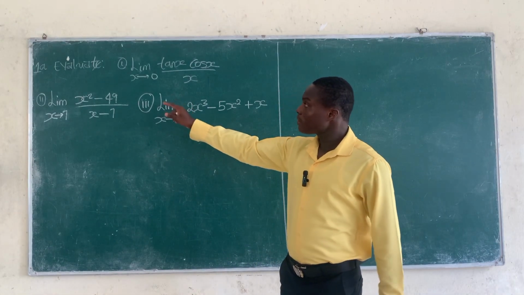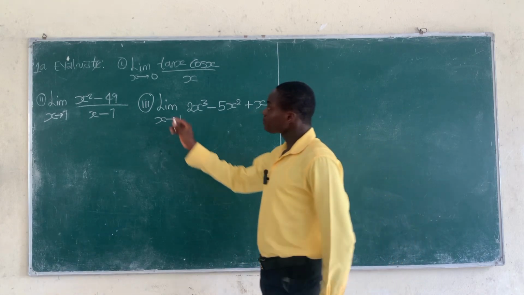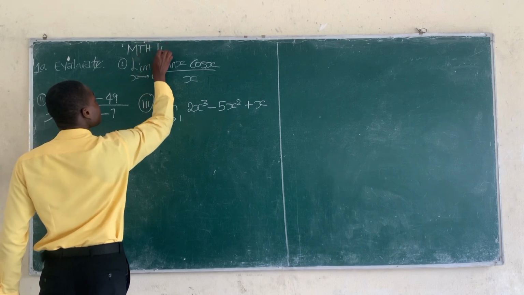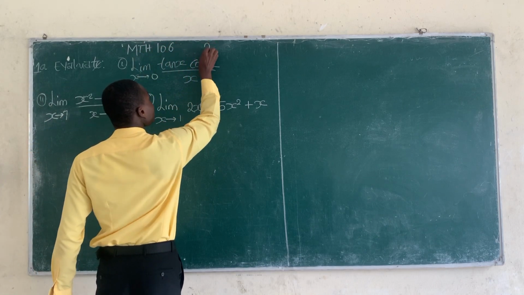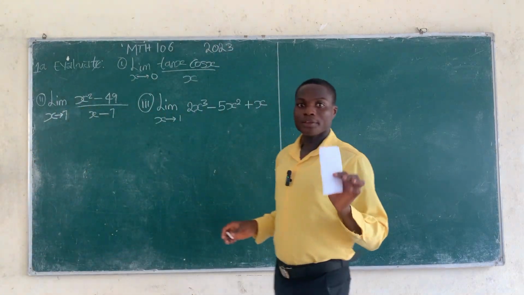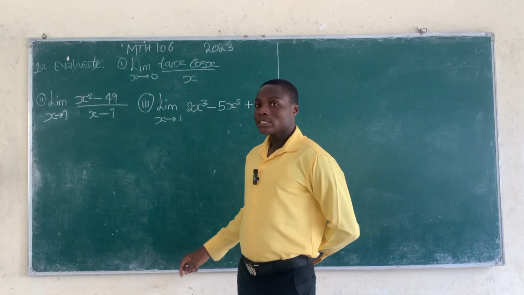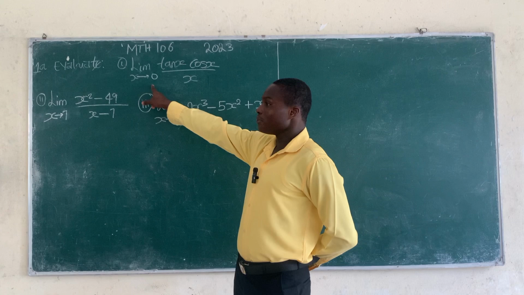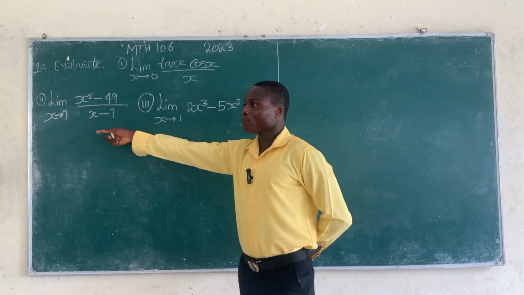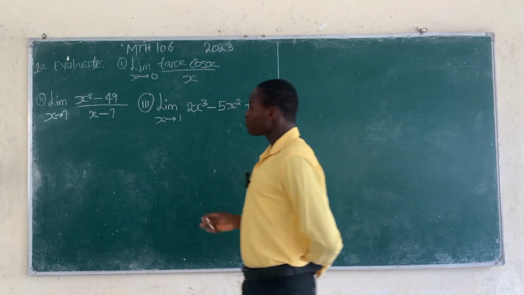So let's take the first question there under the Mass 106 examination question. And this is 2023. And I have the question here with me. The first question asks us to evaluate the limit as x approaches 0 of tan x cos x over x. The second one is this, and also the third one is this. So we are going to begin with the first one.